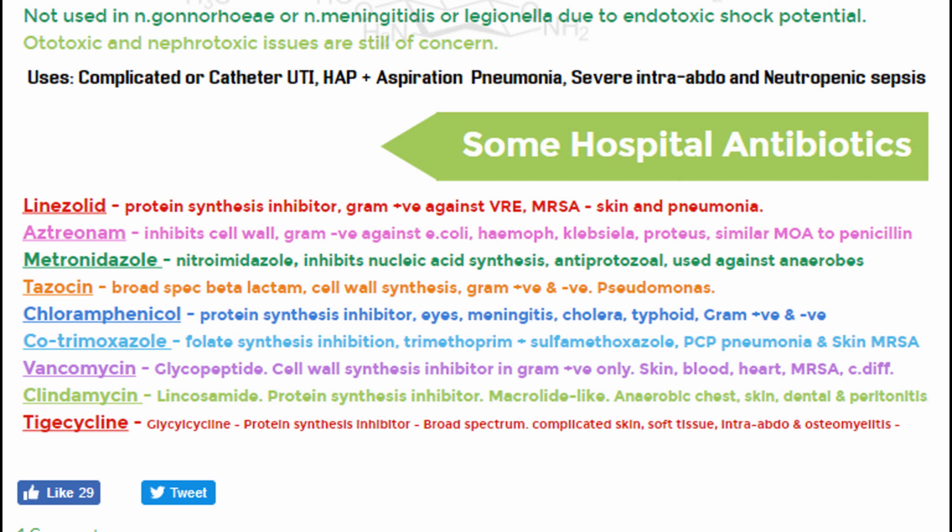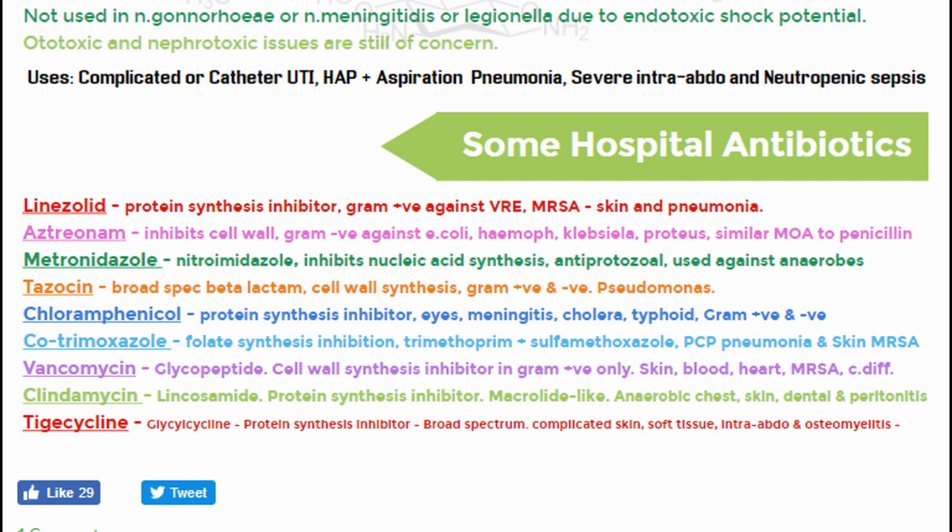Metronidazole is a nitroimidazole. It inhibits nucleic acid synthesis. It is anti-protozoal, so for protozoa it's used, and it's effective against anaerobes. Tazocin, as we already know, is a broad-spectrum beta-lactam. It inhibits cell wall synthesis. It is used for gram-positive and negative bugs, and it was developed for the rise in Pseudomonas infections.